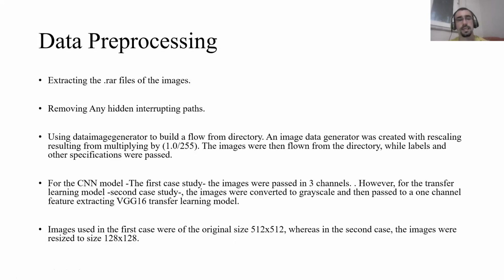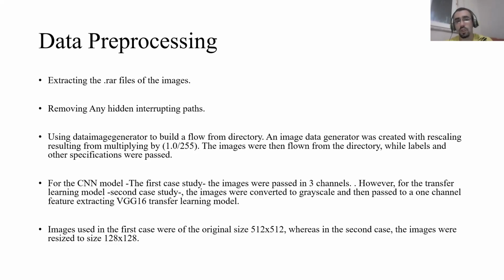Now, pre-processing the data set. First, the RAR files had to be extracted, and then any hidden interrupting paths in the images were removed. Then in Python, the image data generator was used to build a flow from directory. The images were created with rescaling, so they were divided by 255. Further augmentation can be implemented through the image data generator. The images were then flowed from the directory with labels and other specifications, which differ between the two case studies.